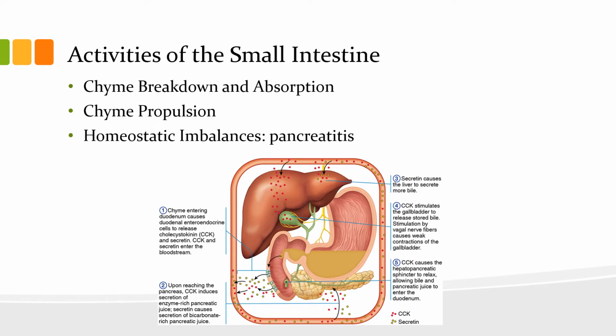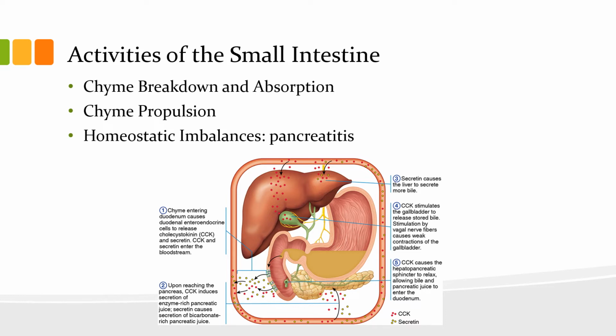So that's what we're looking at in the image below. In addition, secretin causes the liver to increase its output of bile, and CCK causes the gallbladder to contract and release stored bile into the bile duct so that the bile and pancreatic juice can enter the small intestine together.